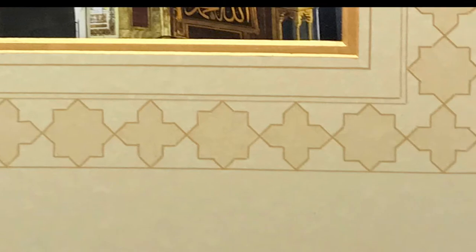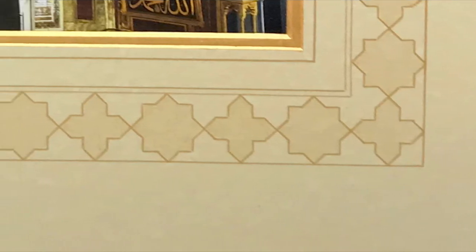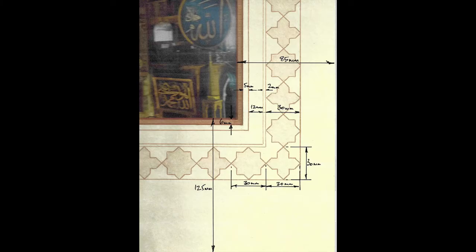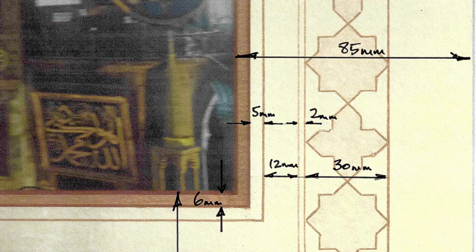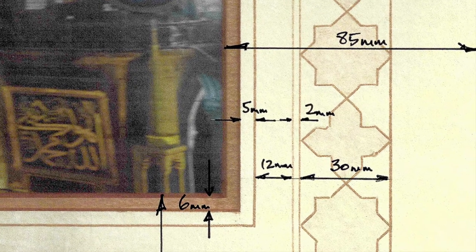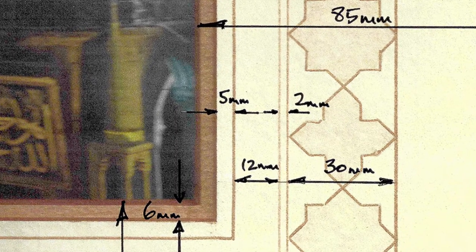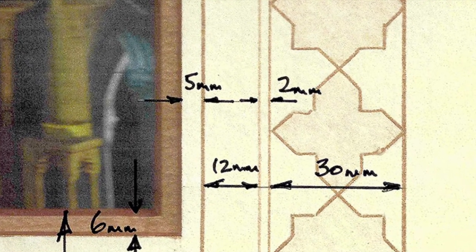This resulted in a border panel of 330 by 270 millimeters. By working back from these dimensions and allowing for the ruled lines, an image size of 220 by 160 millimeters was obtained.